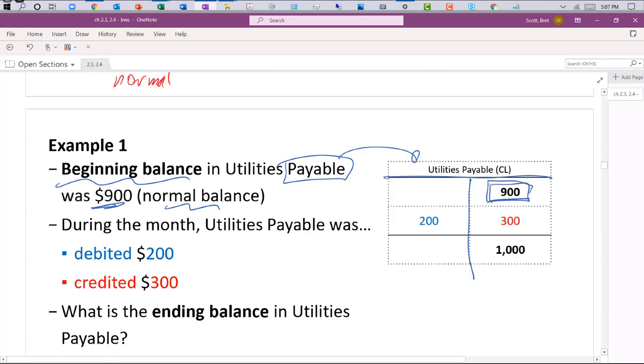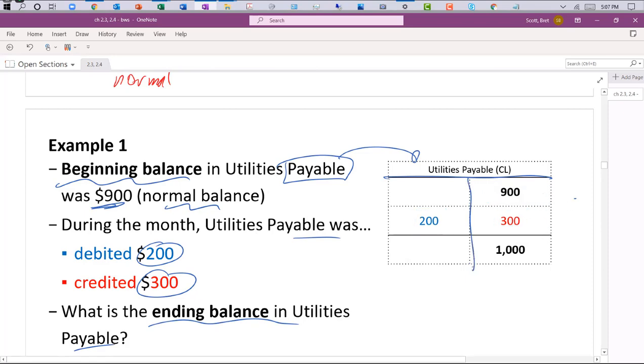This is where we put all the beginning numbers up at the top. Then we work our way down. During the month, utilities payable was debited 200, credited 300. So plug those numbers in and then figure out from there what is the ending balance in that account. It seems pretty straightforward, but realize it takes some practice.